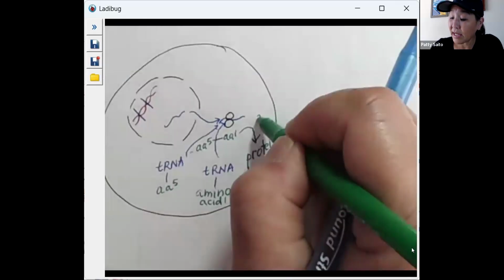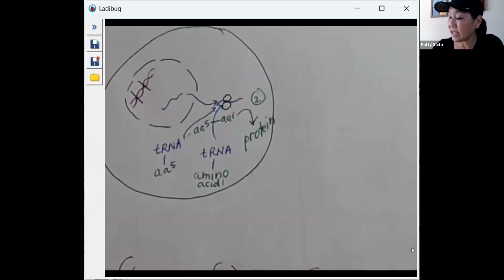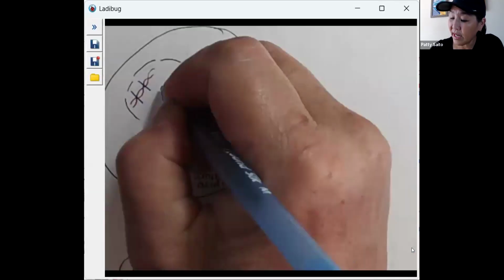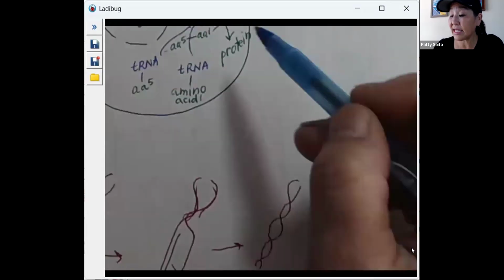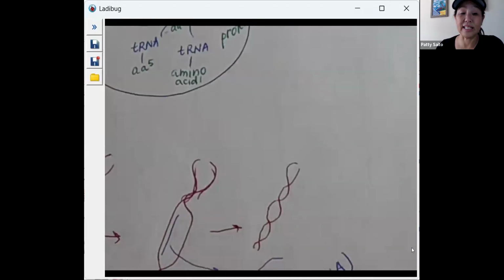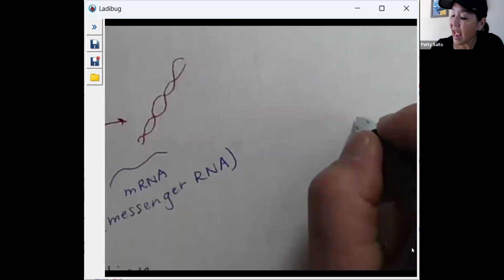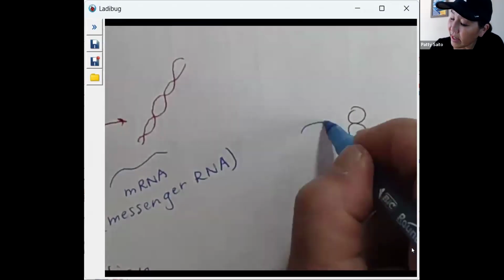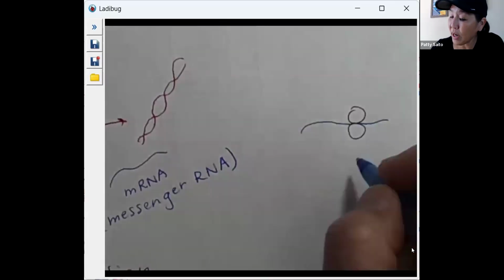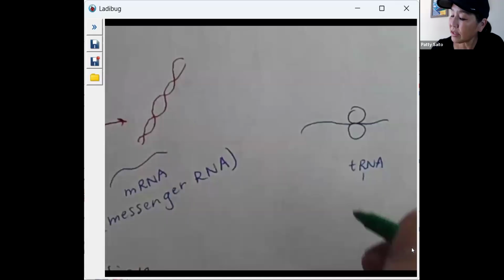Okay, this process here was number 1, transcription, and then the second process is translation. So let's take a look. Now we have our messenger RNA at the ribosome. The message is read, and we bring different transfer RNAs with their associated amino acid.